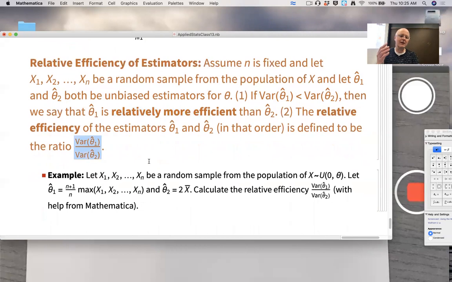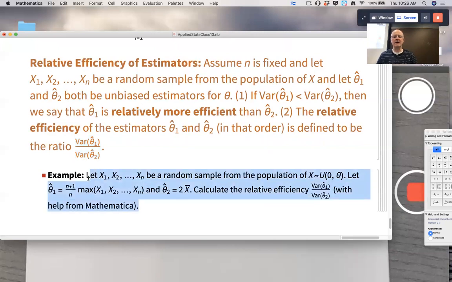So, the smaller that ratio is, the closer to zero it is, the more relatively efficient theta 1 hat is compared to theta 2 hat. And in the big scheme of things, that means theta 1 hat is a better estimator than theta 2 hat. We'd prefer using theta 1 hat compared to theta 2 hat. Here's an example.